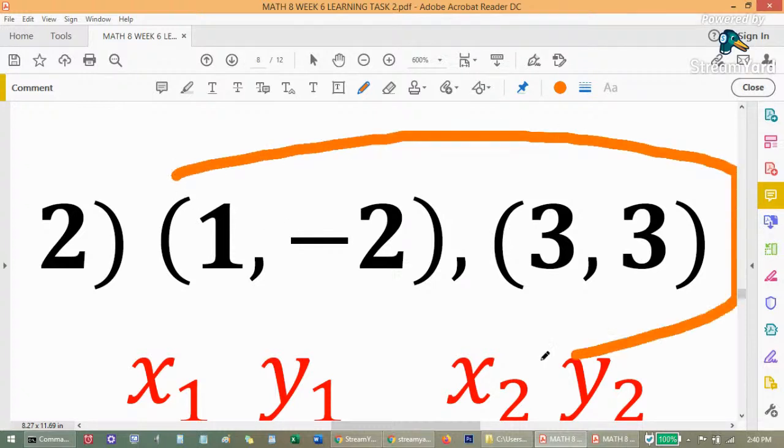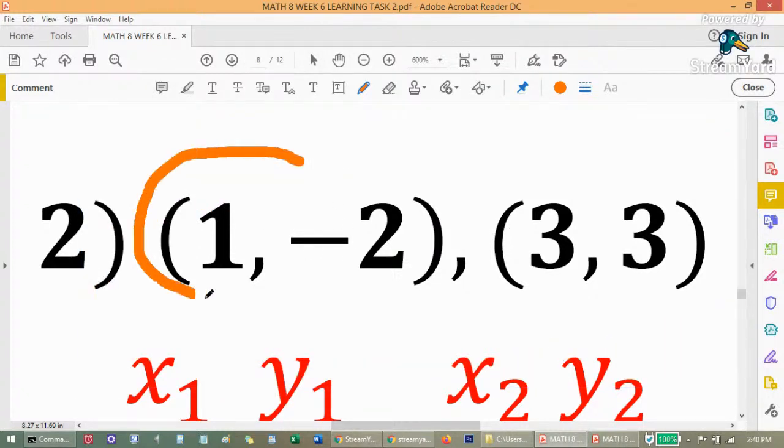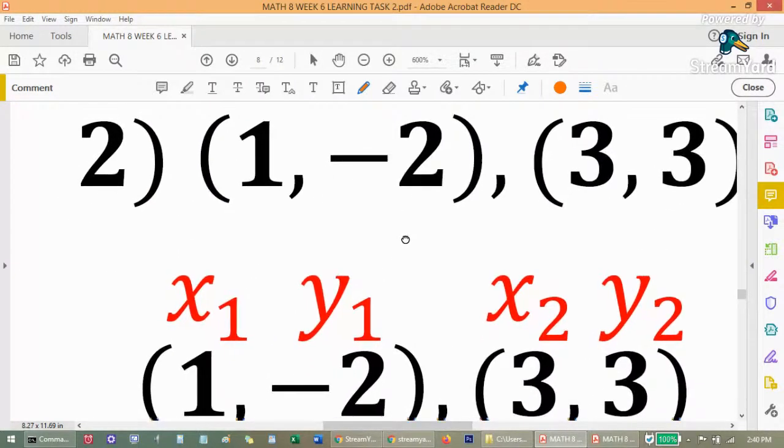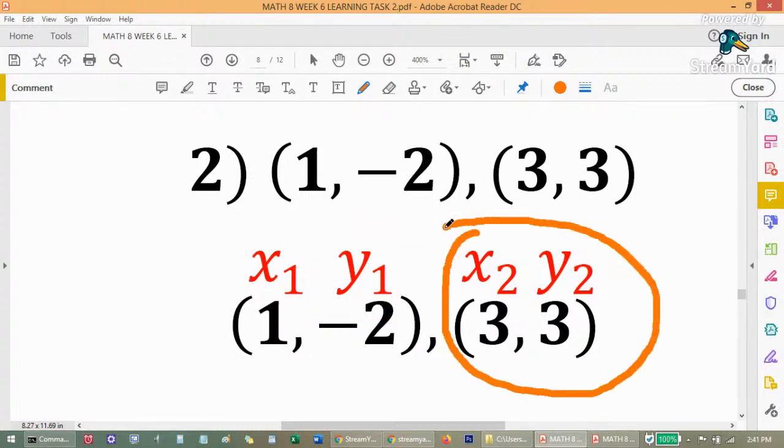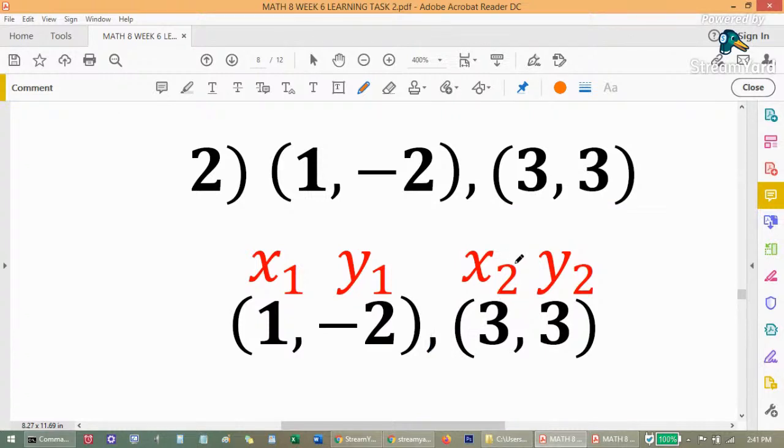So meron tayong dalawang point. So ang ating first point, so ang ating pangalawang point. So therefore, itong magiging x sub 1 natin, and ito naman ang magiging y sub 1. So ang second point natin, therefore, ito ang ating x sub 2, ito naman ang ating y sub 2.